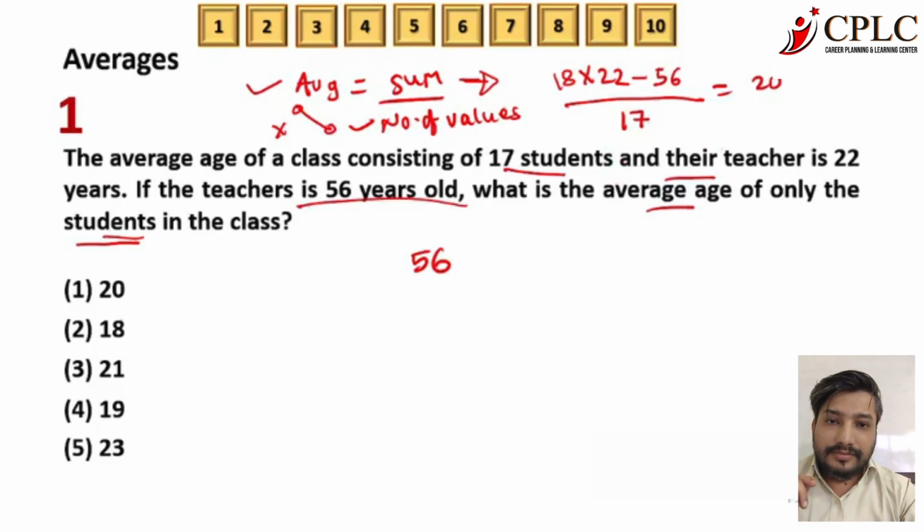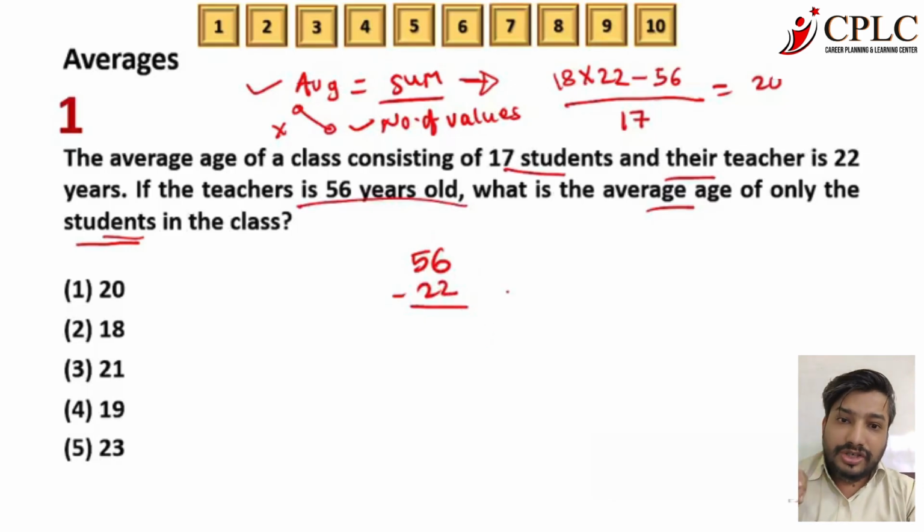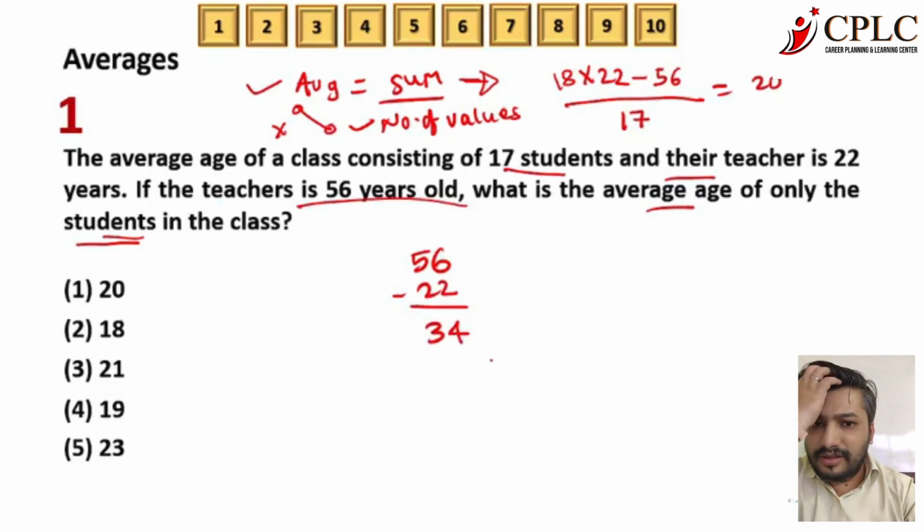But in reality that is not happening. The teacher is not 22 years old, the teacher is 56 years old. So that means he must be carrying some extra age with himself when he was present in the group. So you have to figure out how much extra he is carrying with himself. So obviously 34 years of extra age that he is carrying with himself.